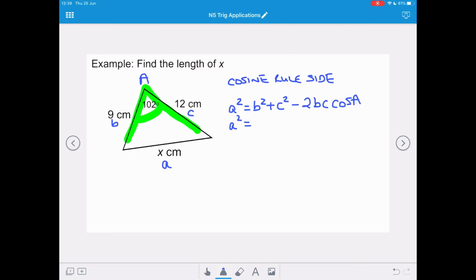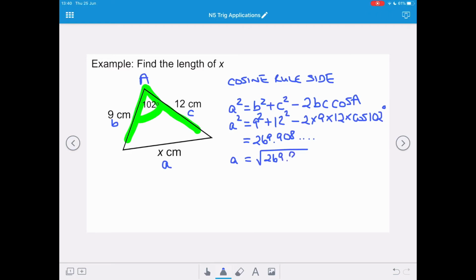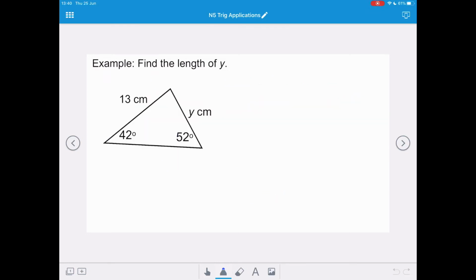So a squared equals 9 squared plus 12 squared minus 2 multiplied by 9 multiplied by 12 multiplied by the cosine of 102 degrees. That gives us a value for a squared of 269.908 and so on. And if we square root that using our answer button on our calculator, then the length of x is going to be 16.428 and so on, and rounded to the nearest centimetre, x is going to be 16 centimetres.